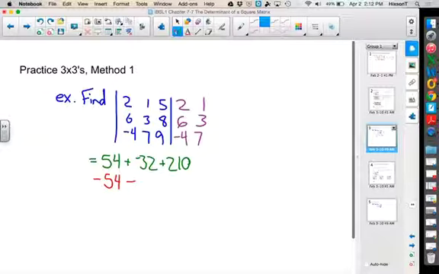368. Yes, 126. I calculated something wrong. 338. Well, remember you subtract the backwards diagonal. So it's not subtract, it should be add. Okay.